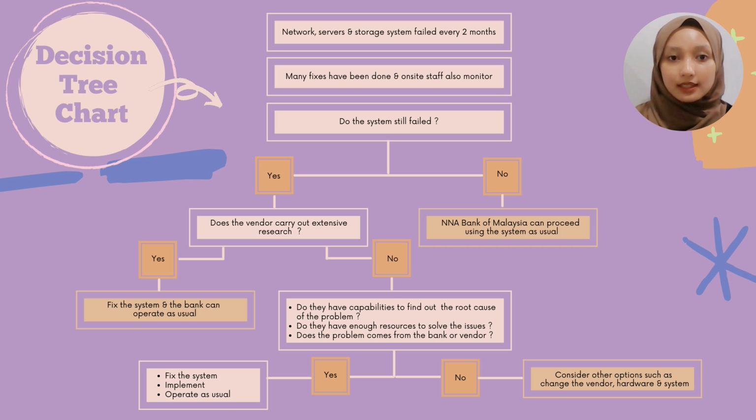Hence, another analysis should be carried out, which is, does the vendor carry out extensive research on the system failure? If the answer is yes, the vendor has performed immense research, thus the vendor can proceed with fixing the system as they have more information and a deep, thorough interpretation of what the main problems actually are. With that, NNA Bank can operate as usual with a more effective and well-operated system.